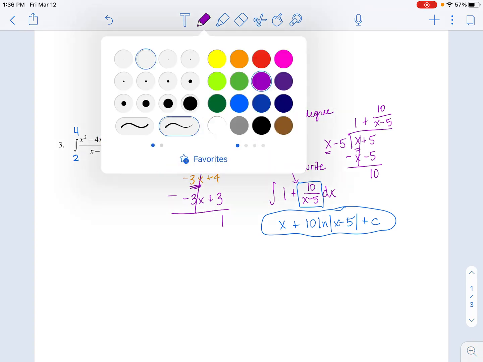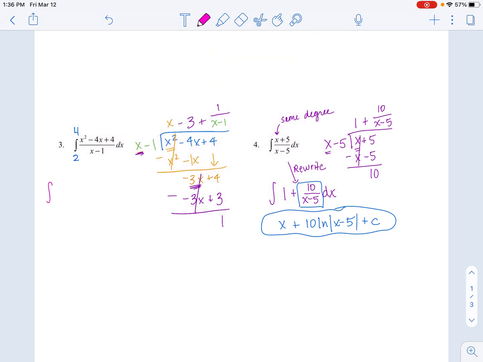So first thing I'm going to do is rewrite this. So I'm doing the integral from 2 to 4 of x minus 3 plus 1 over x minus 1. And then I'm going to integrate term by term. So first one is x squared over 2. The next one is just 3x. And then this guy is ln of absolute value of x minus 1.